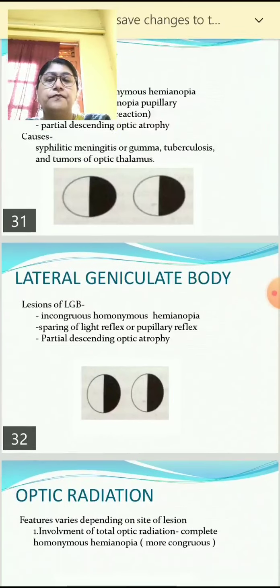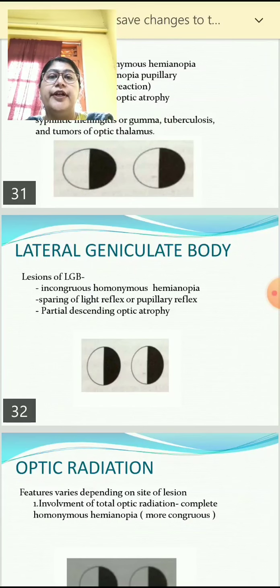Now, if there is a lesion in the lateral geniculate body, we have incongruous homonymous hemianopia, sparing of light reflex or pupillary reflex, and partial descending optic atrophy.